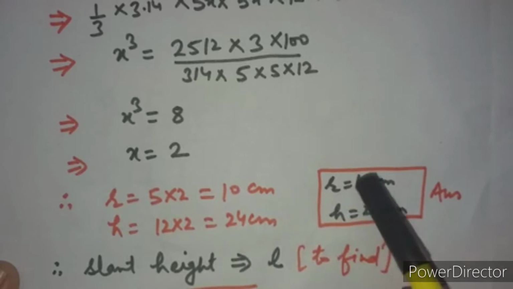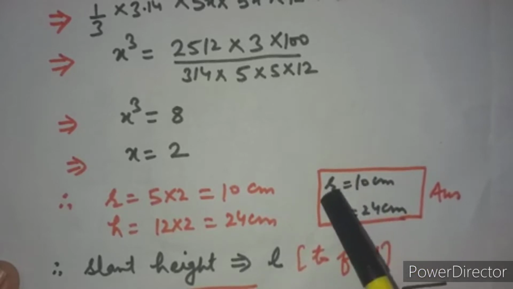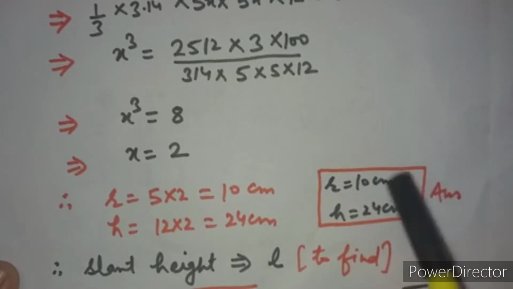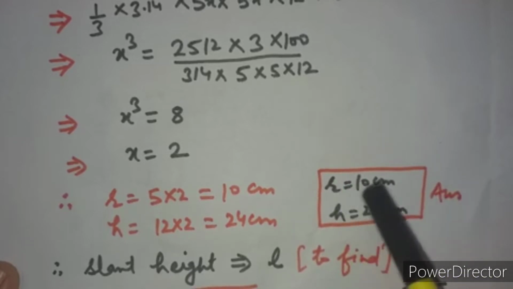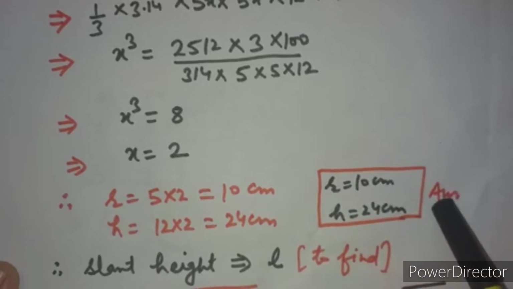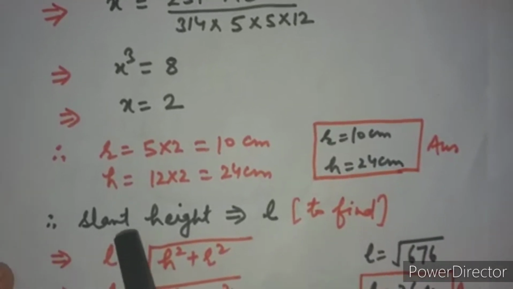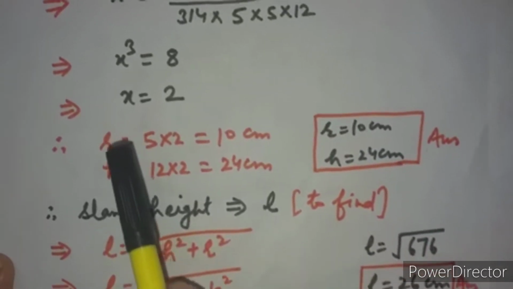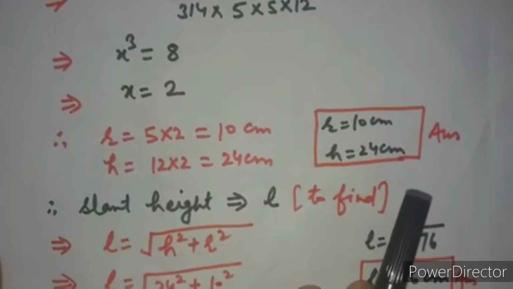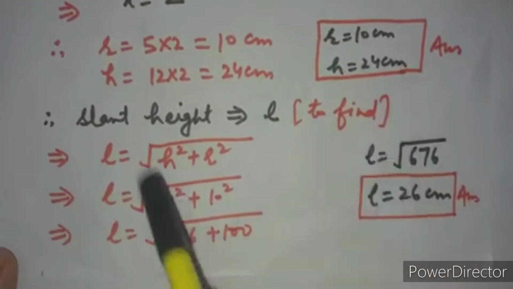We have got both the values of radius and height, and out of this one was asked in the answer, so I have put it in the box. Radius equal to 10 centimeter is one part of our answer. Second part of the question says that also find the slant height. Okay, so with the help of this radius and height, we will find the slant height of the cone.